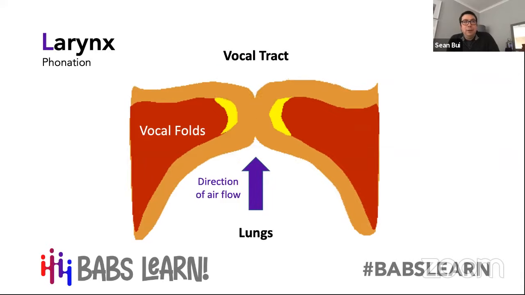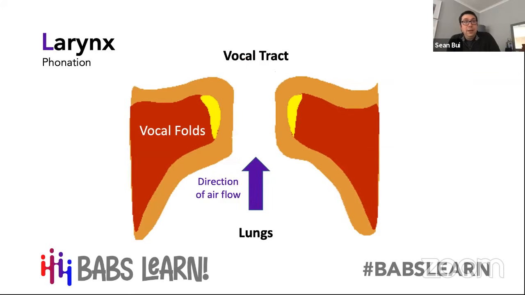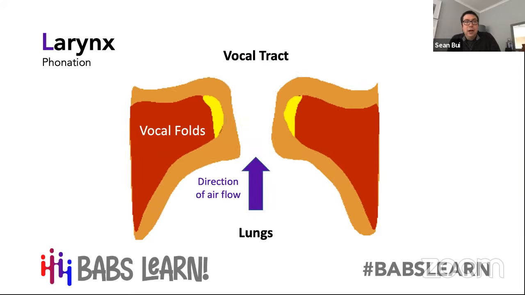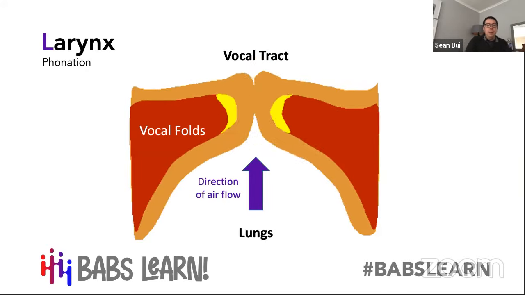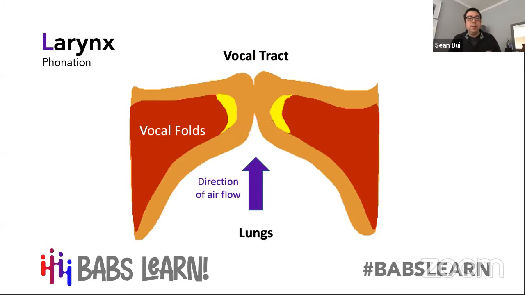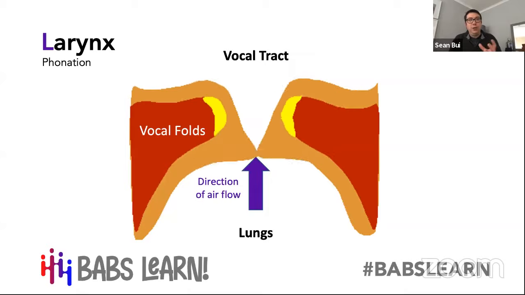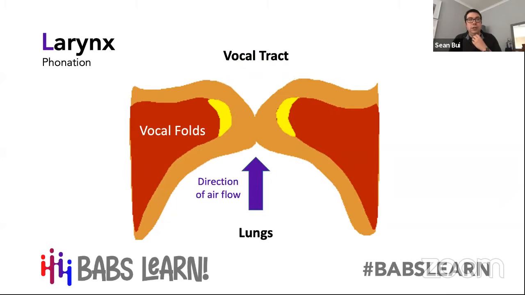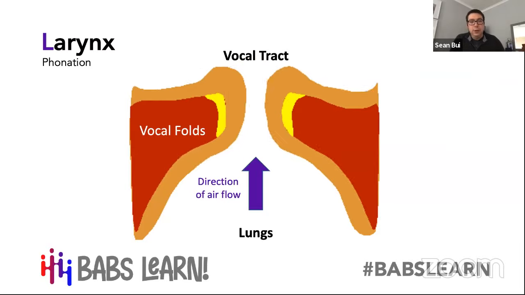So what actually happens? Well, this is what we call the Bernoulli effect. And as we talked about before, when we allow air into the lungs and it fills up, we have something called subglottal pressure, or pressure in the lungs. That's just what it means. It just means below the glottis, your glottis being where your vocal folds are housed.